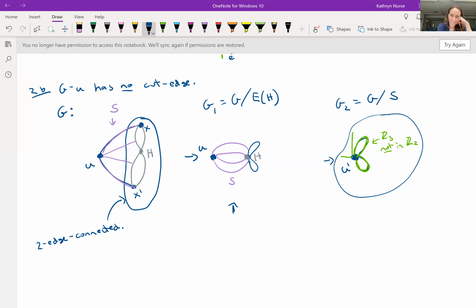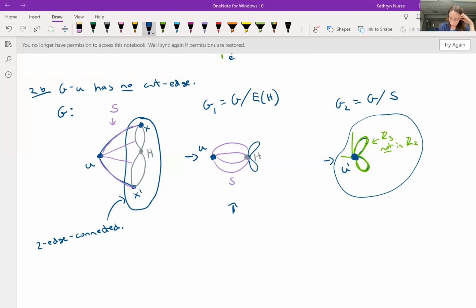Any other questions? Okay. Right, so here we have our new vertex U prime, and all the edges incident to U prime are contained in the Z mod 3 flow. And now we go back on contracting.